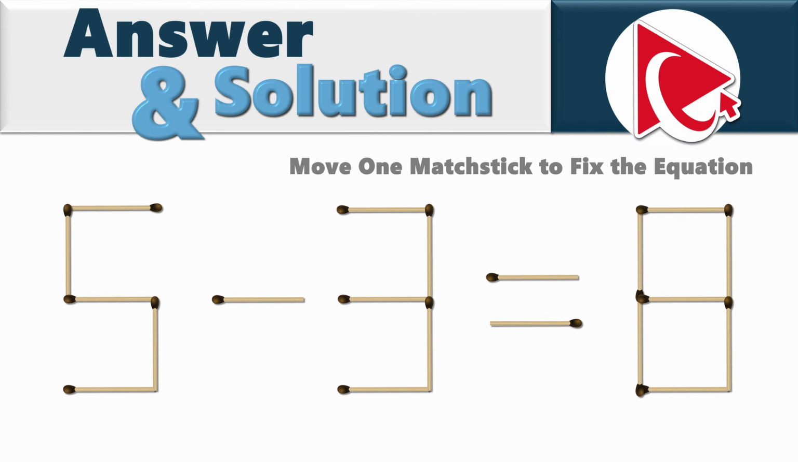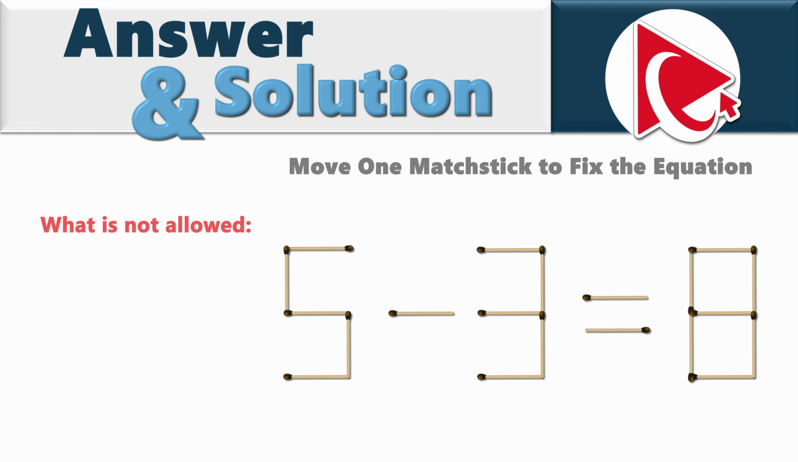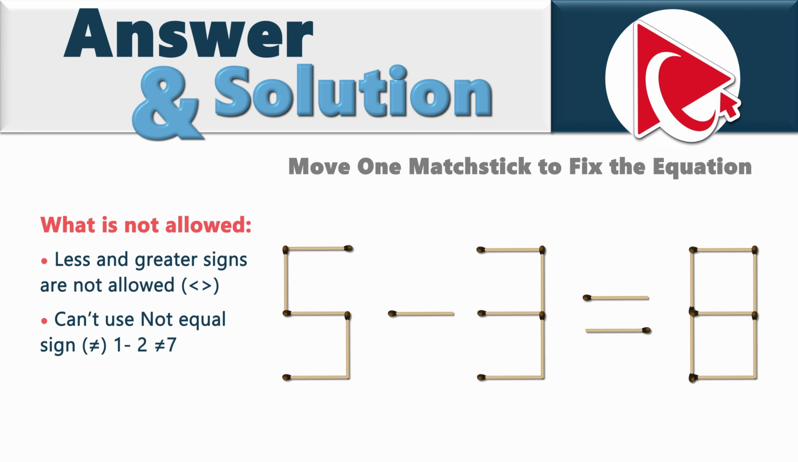But to get to it, let's understand the rules of the matchstick problems. The first rule is that you cannot use less or greater signs. And the second rule is that you cannot use not equal sign. Wouldn't it be easy to just change the equal sign into greater sign and say 5 minus 3 greater than 8? Or to move pretty much any matchstick and make non-equal sign, and you wouldn't run out of options.